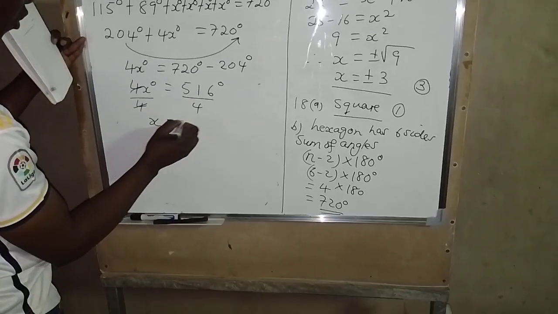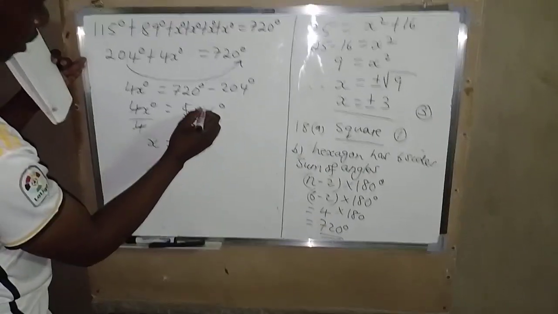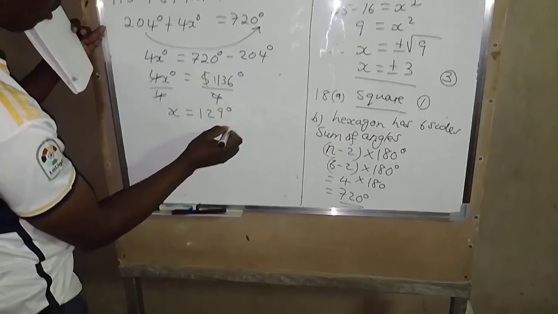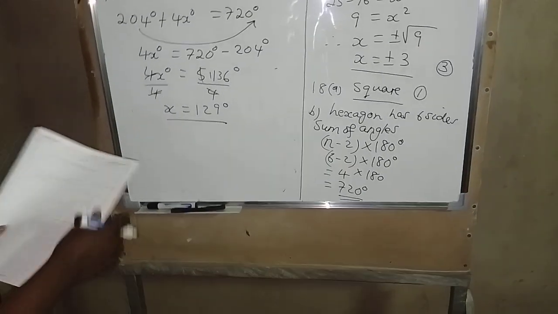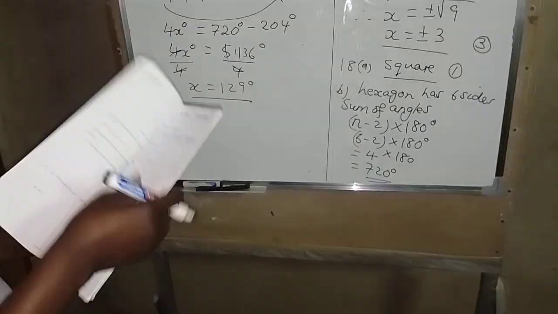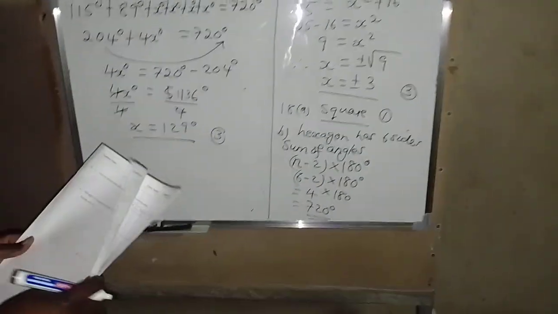Our x is equal to 4 into 5, that's 1, remainder 1, into 11, that's 2, remainder 3, into 36, that's 9. So the value of x is 129 degrees. This is the value of x for 3 marks. This is 3 marks.